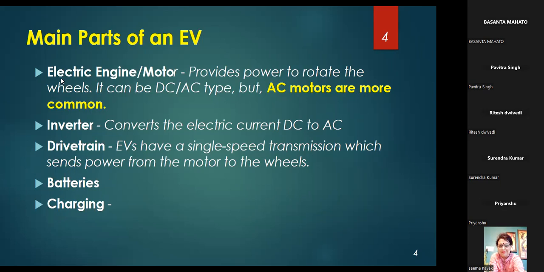So there are five parts: electric motor, inverter, drivetrain, batteries, and charging. So the charger will charge the battery, which will drive this electric motor, and the inverter will convert the DC into AC, and this motor will rotate the shaft of the vehicle, and the shaft will be connected to the wheels of the vehicle.